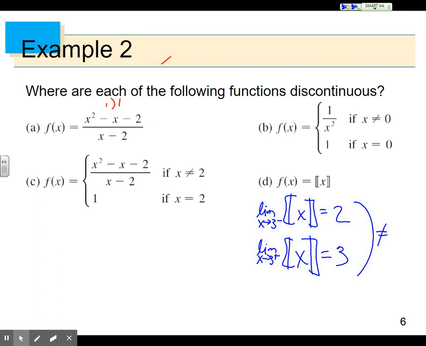But it's more than just 3. What's going to happen at every integer, the limit is not going to exist. So where are the discontinuities? I would just put at every integer. So there's going to be a discontinuity at 0, at 7, at -10, at 100. Every integer you can think of.